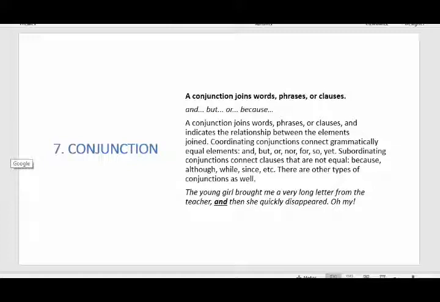Conjunction. The job of a conjunction is to join words, phrases, or clauses. Most of us generally know what a conjunction is. The most famous conjunctions are and, but, or, because. These words are generally used to connect two words or two phrases, or more than two words or phrases, or even clauses.